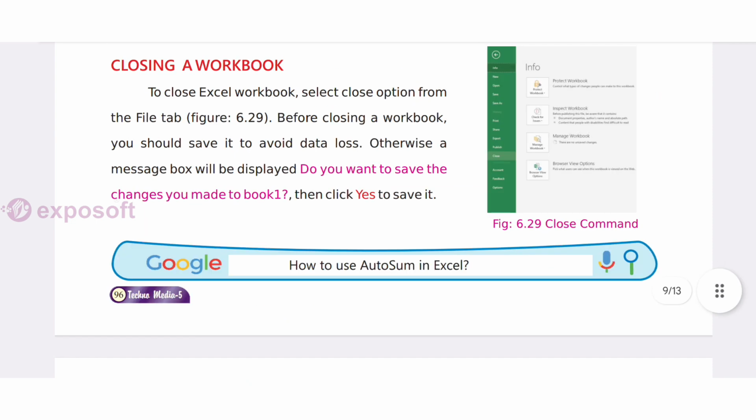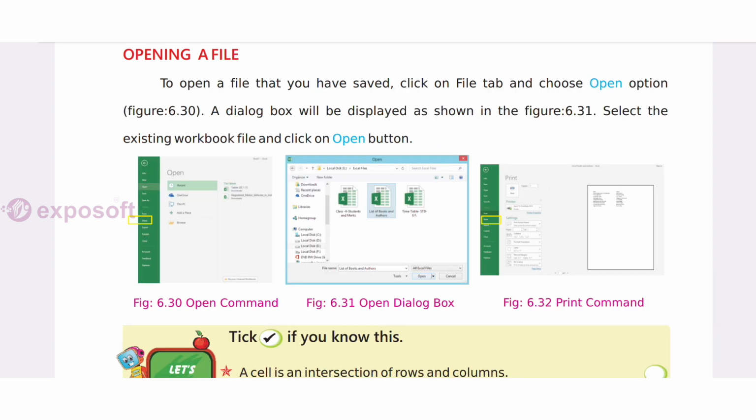Closing a workbook. To close an Excel workbook, select the Close option from the File tab. Opening a file. To open a file that you have saved, click on the File tab and choose the Open option. A dialog box will be displayed. Select the existing workbook file and click on the Open button.